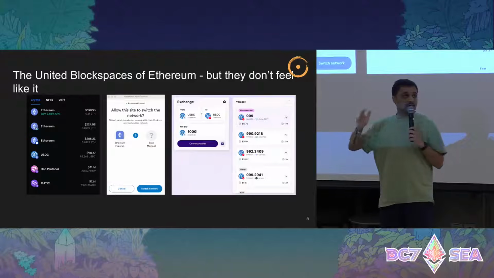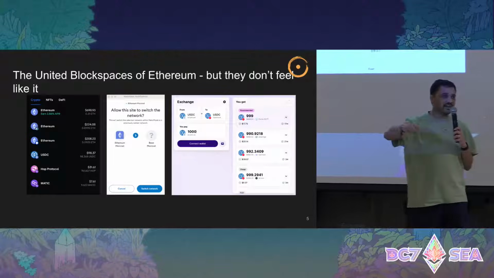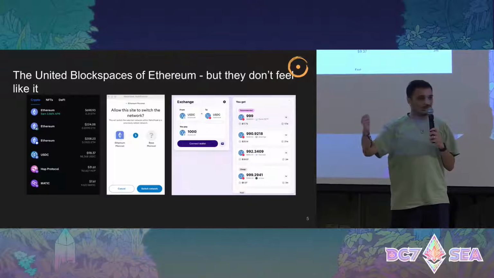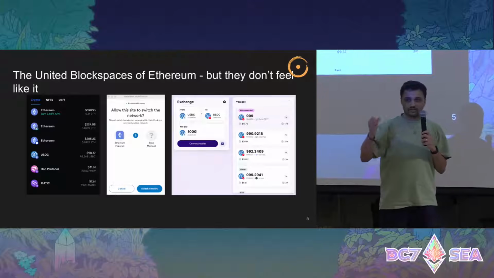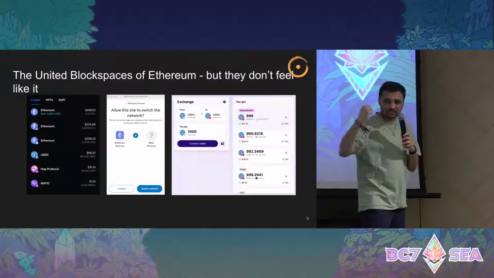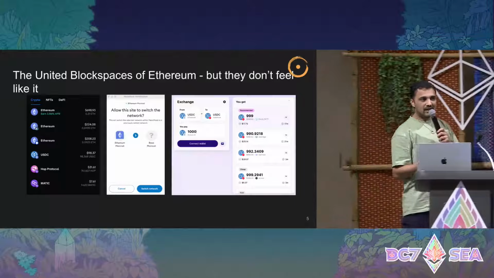Imagine if you're living in the United States and every state had its own version of the US dollar, and you had to convert when moving from one state to another. It won't be as smooth a UX. Or when you were moving from one state to another and you had to get a visa stamp whenever you move, it would not have been as united.